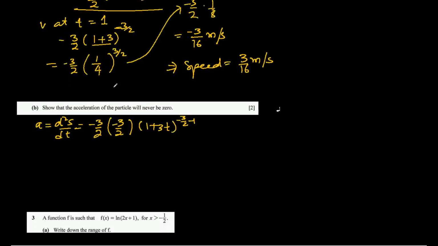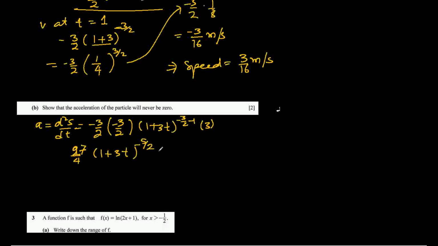So what do we get here? 9 over 4, and we had to multiply here by 3, I forgot, times 3, so it will be 27 over 4, 1 plus 3t to the power minus 5 over 2.